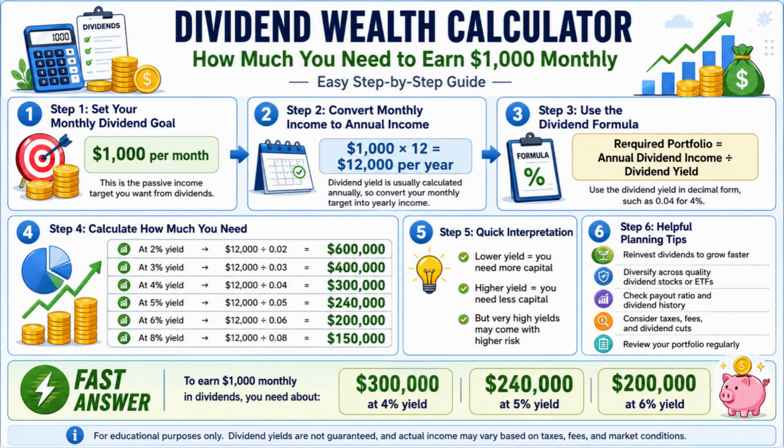So, the fast answer is this. To earn $1,000 monthly in dividends, you need about $300,000 at a 4% yield, $240,000 at a 5% yield, or $200,000 at a 6% yield. Remember, this is for educational purposes only. Dividend yields are not guaranteed, and actual income may vary depending on taxes, fees, market movement, and company performance.